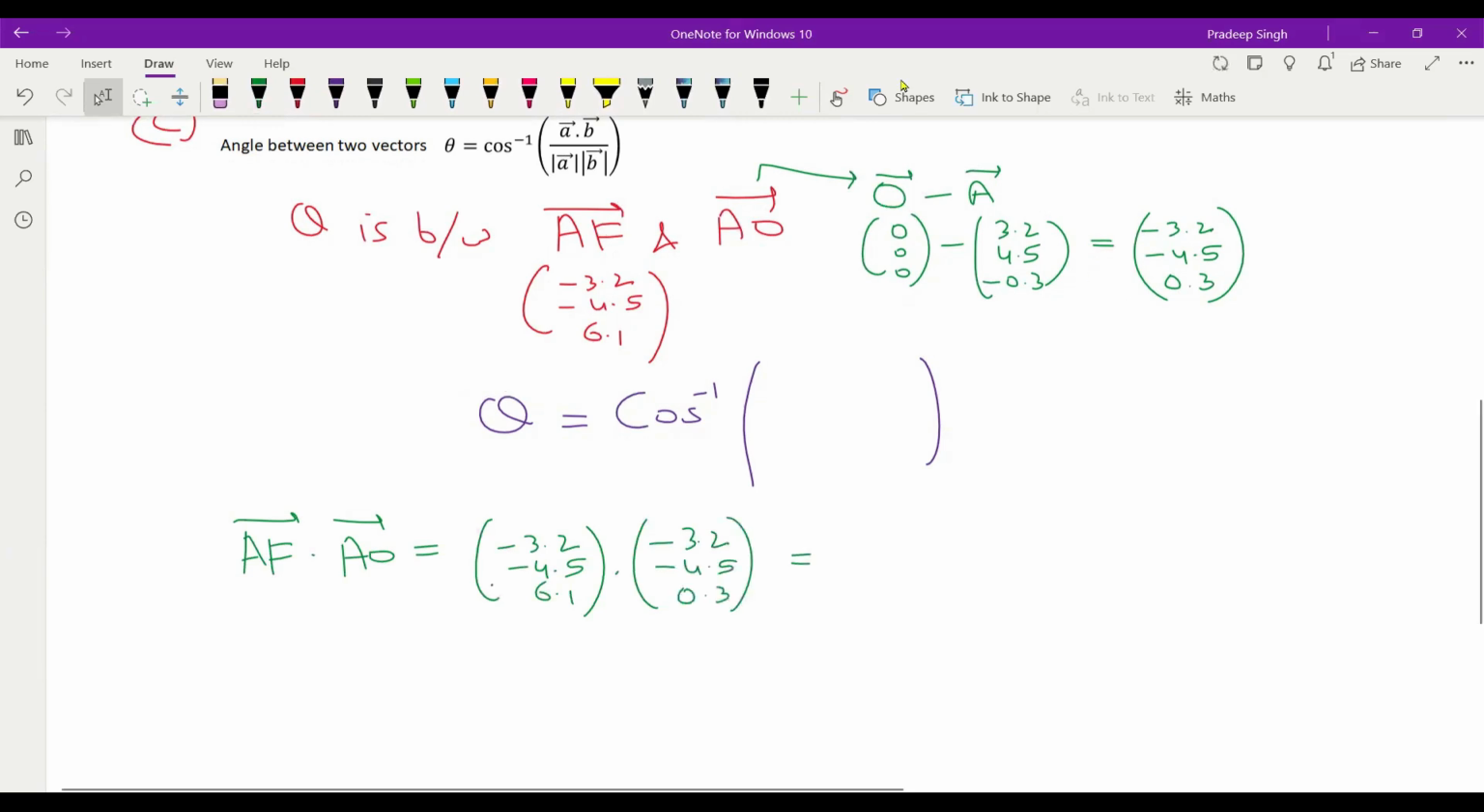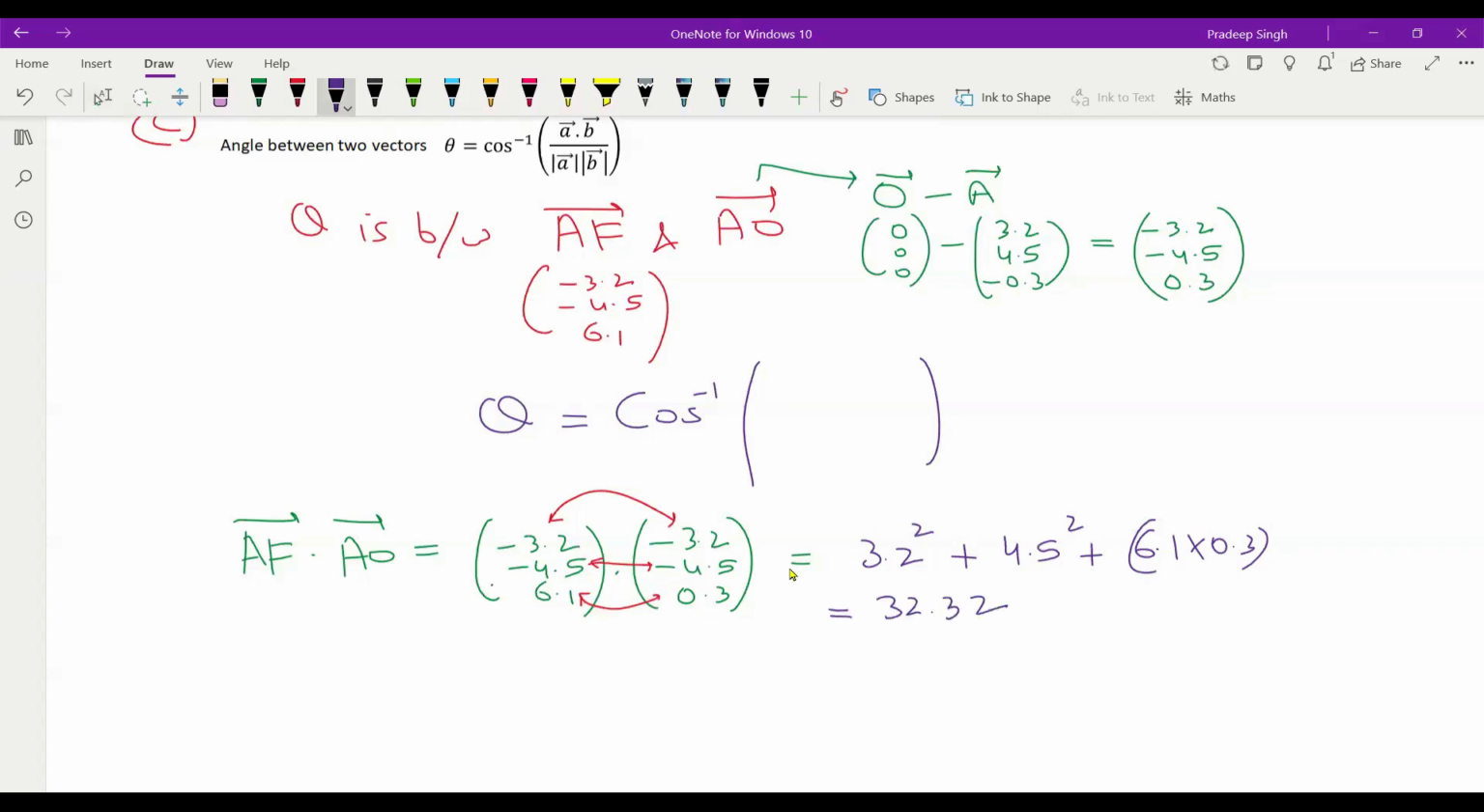And now we take the dot product. The principle for the dot product: we multiply the x components together, the y components together, the z components together, and then we add everything. So multiplying the x components together, minus 3.2 multiplied by minus 3.2, will give 3.2 whole squared. Then minus 4.5 into minus 4.5 will be 4.5 squared. And the third term is 6.1 into 0.3. And finally, we add all of these terms. Now if you simplify, we'll get 32.32 as the dot product.